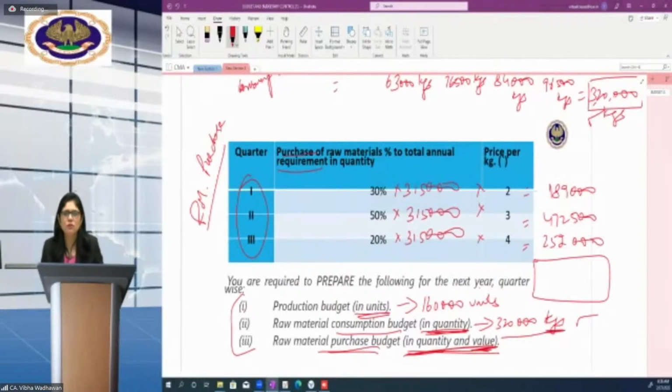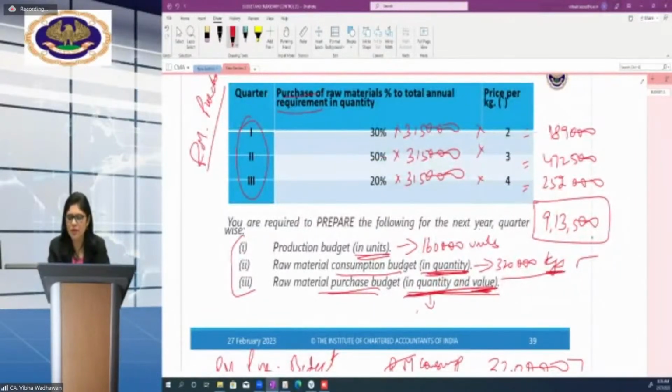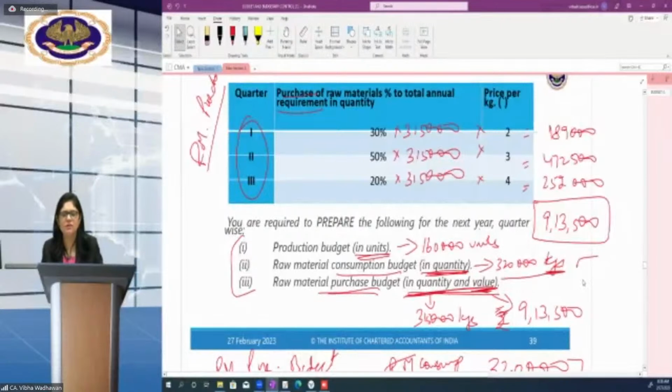So can I have the total raw material purchase budget in value? How much total raw material cost we need to incur? 9,13,500. I've got the answer. Please cross-check the answer. 9,13,500 is the answer. So quantity, I'm writing it over here: 3,15,000 kgs, and value is 9,13,500 in rupees. All right. So this is the value and all the three budgets and all the three answers.